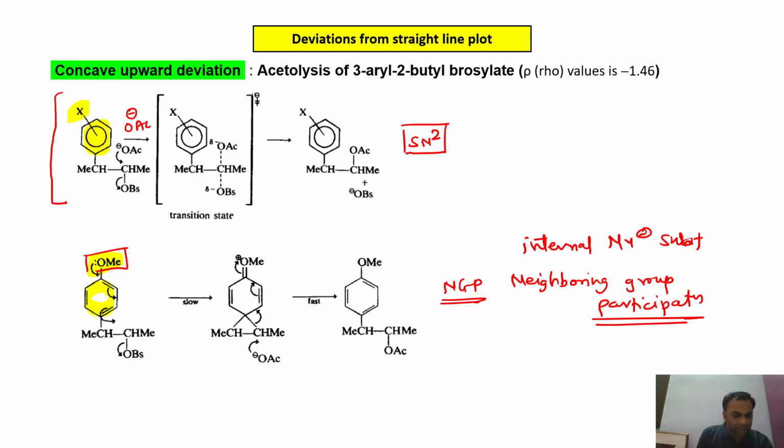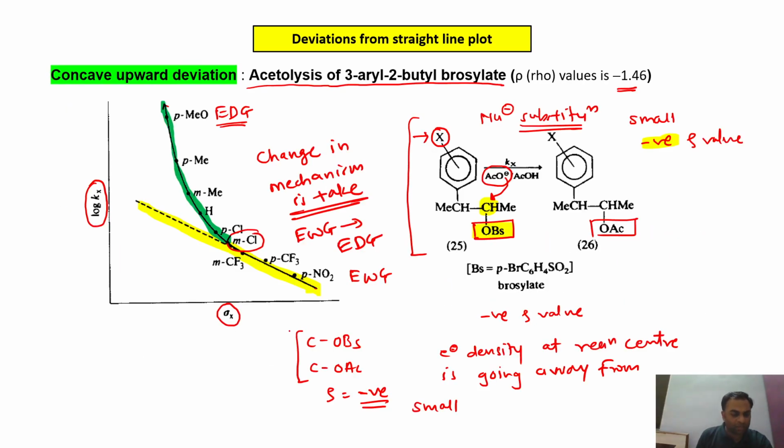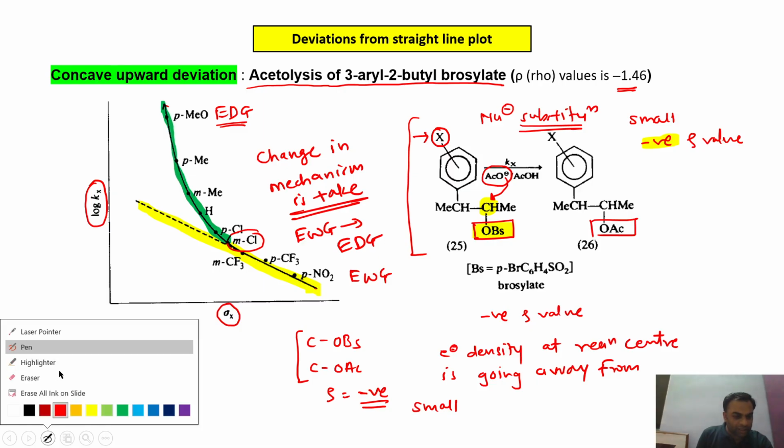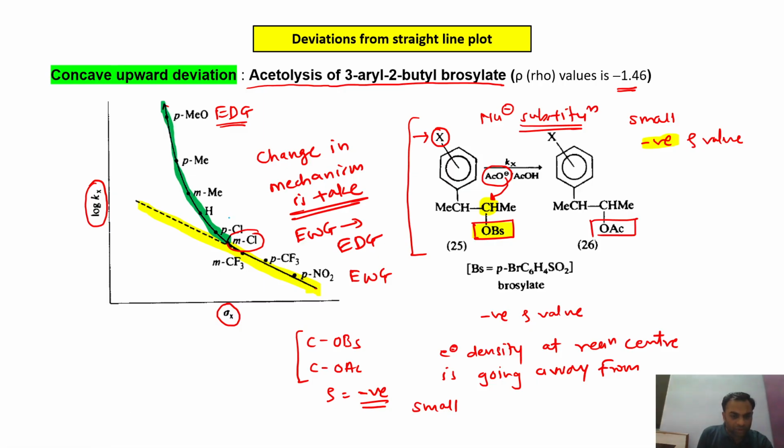If we consider the p-methoxy group, this methoxy group donates electron density to the phenyl ring, and this phenyl ring is involved in the departure of the leaving group. Now, why is the rate of such a reaction exceptionally faster? You can see that the rate for these substituents is increased, and therefore they appear out of line.